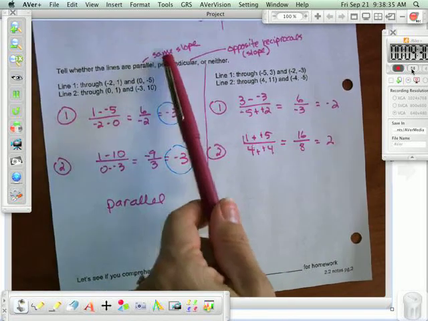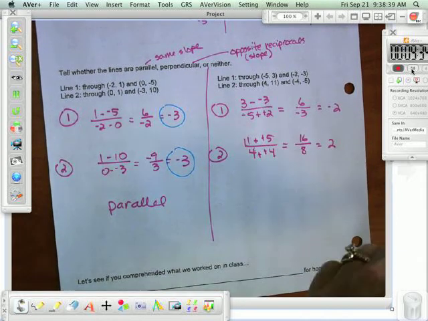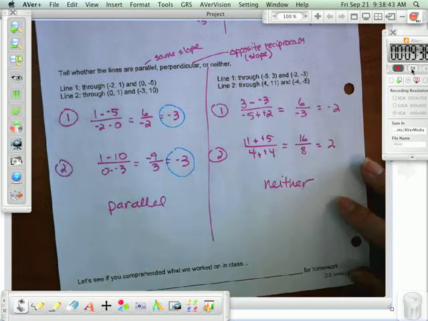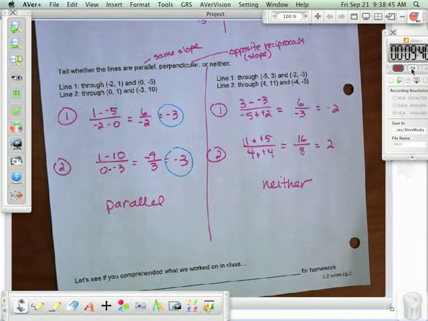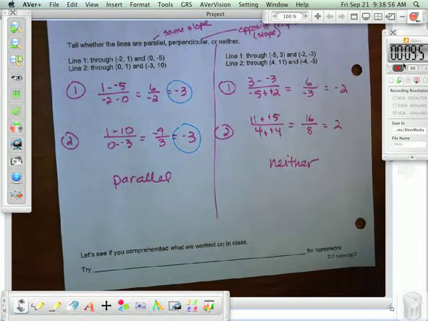Parallel, perpendicular, or neither? Neither. Neither or neither. Tomato, tomato. Neither and neither. I get it now. All right.